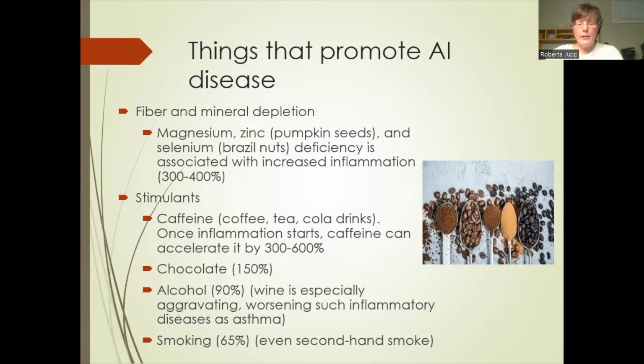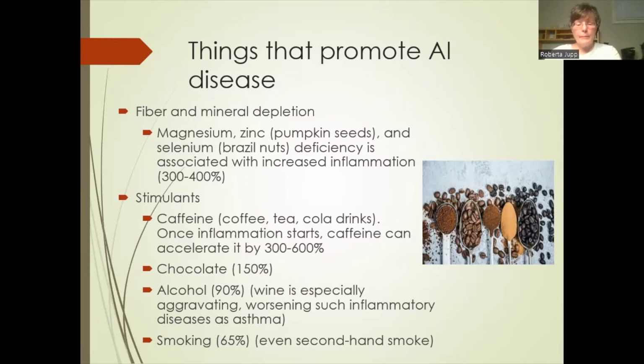Stimulants in our diet can also contribute to inflammation. Caffeine, and the statement in the article that I drew this presentation from says, once inflammation starts, caffeine can accelerate it by 300 to 600%. So that's really substantial. Chocolate can increase by 150%. So I don't think I'm going to cut my chocolate out, but I might just cut down on my portions, right? Alcohol, 90%.